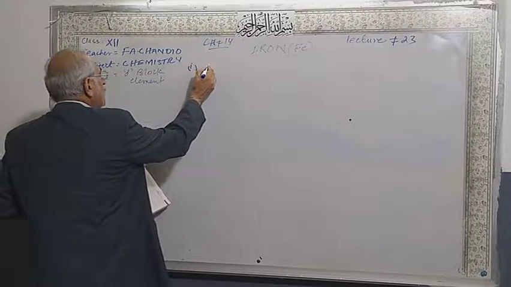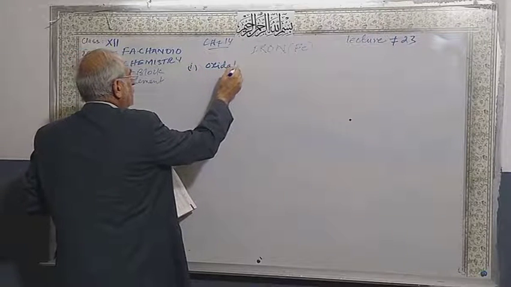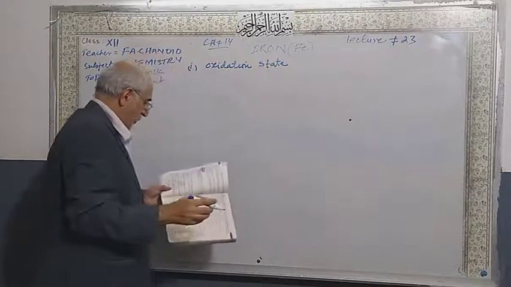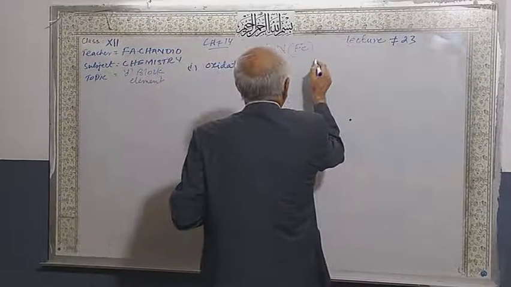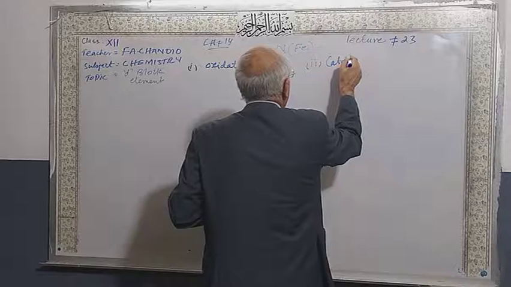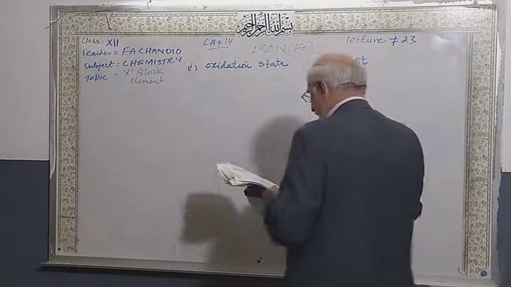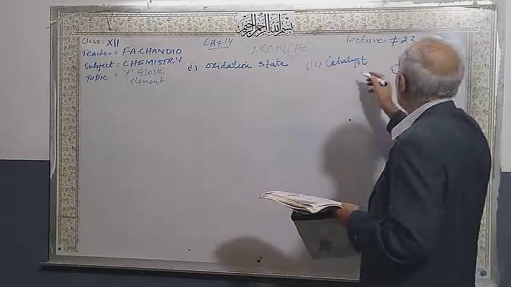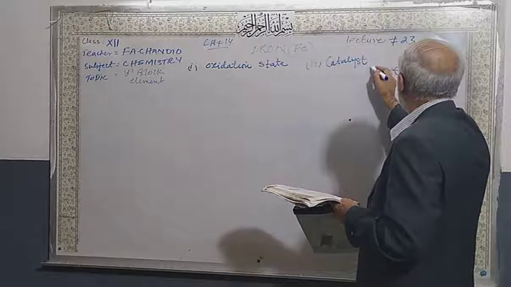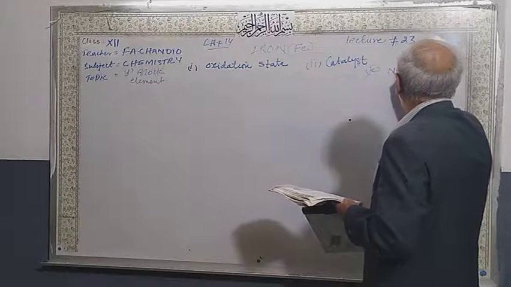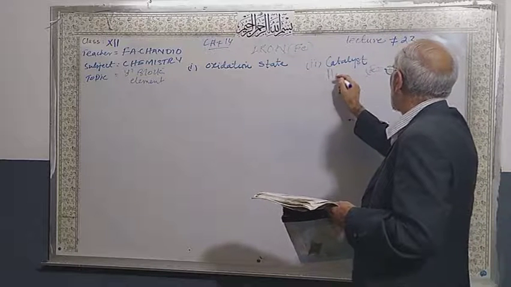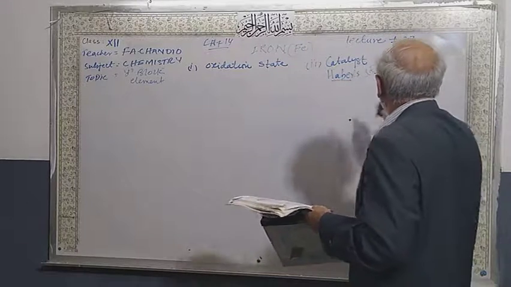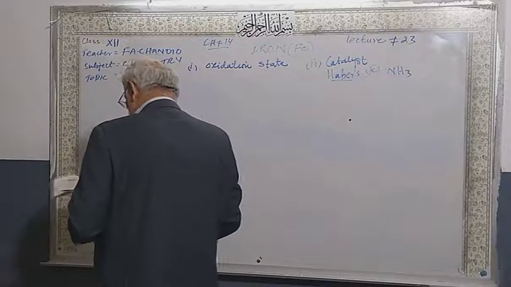Number 1 is oxidation state. Number 2 is iron as a catalyst. Iron acts as a catalyst, and this is going to be used for the preparation of ammonia, in Haber's process. In Haber's process for the preparation of ammonia, iron acts as a catalyst.